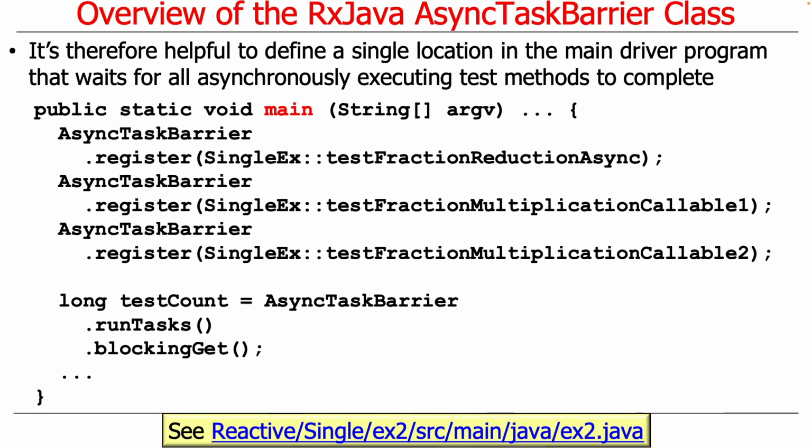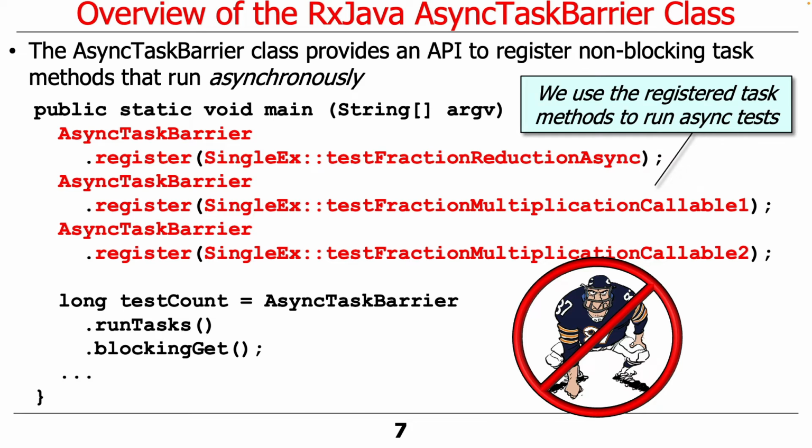So what we are going to do is we want to define one single location in all of our driver programs where we can wait for all the asynchronously executing test methods to complete. So as you can see here, and you can find this code in this example, here's the main program. And we go ahead and we register a bunch of test methods that will run asynchronously. So all these methods like testFractionReductionAsync and testFractionMultiplicationCallable1, blah, blah, blah. These are all registered with the AsyncTaskBarrier.